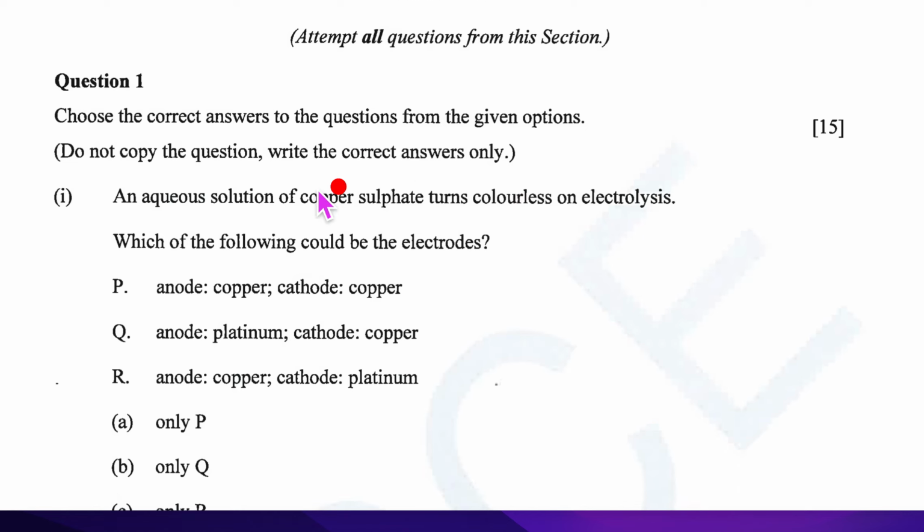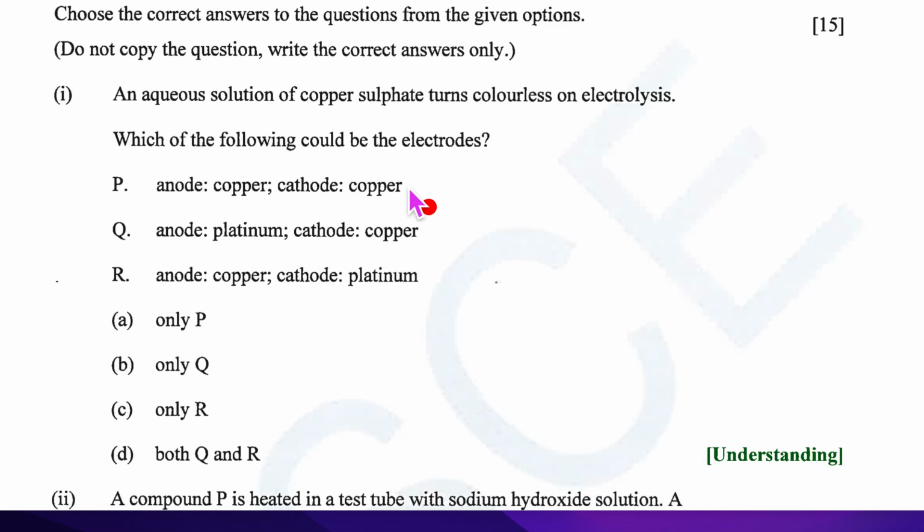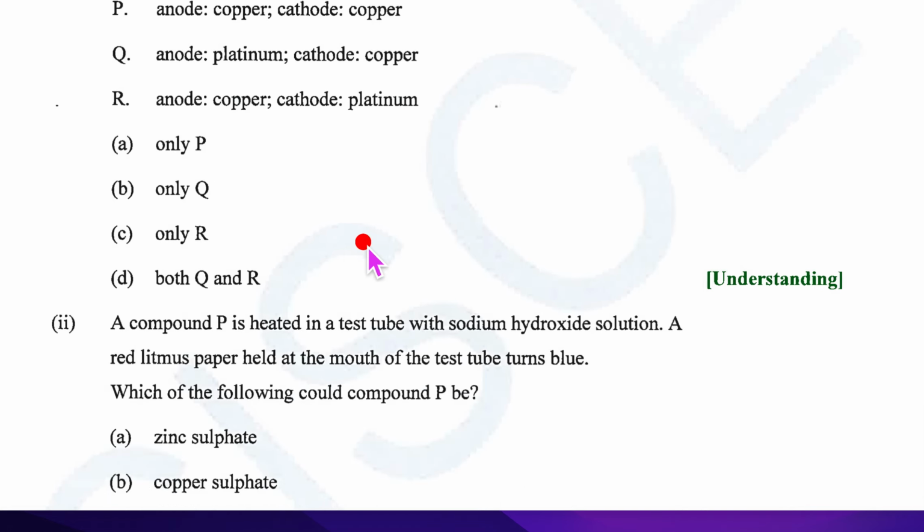Okay, so I'm not going to solve each and every question. I'll just tell you the thinking behind it. So question 1, if I have aqueous solution of copper sulfate that turns colorless on electrolysis, that means I do not have copper anode, I have platinum anode, and cathode will have to be copper. So you look at the options and you can get the answer straight.